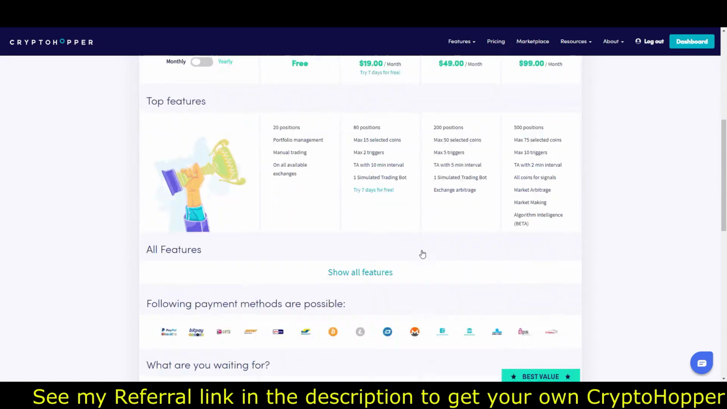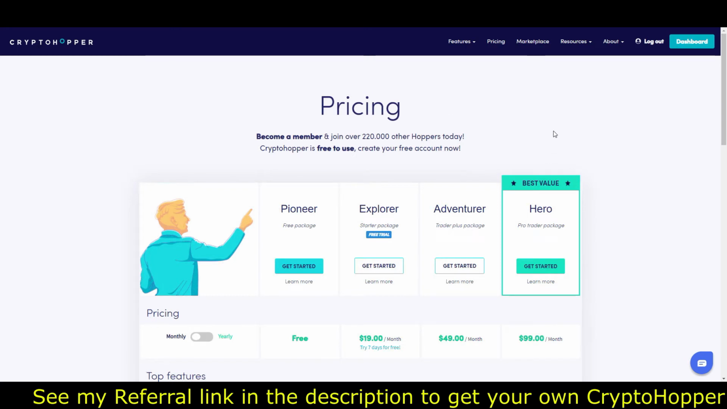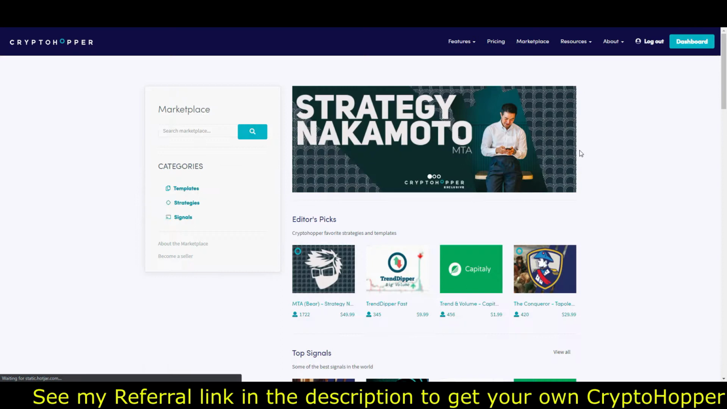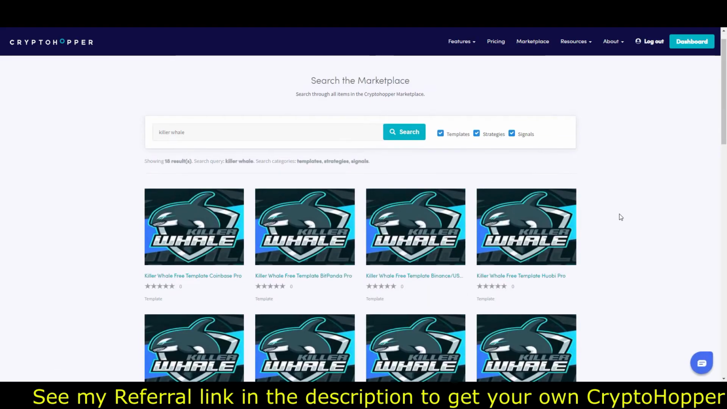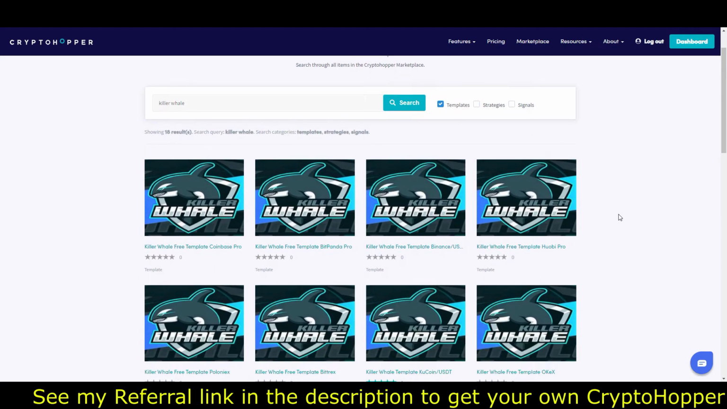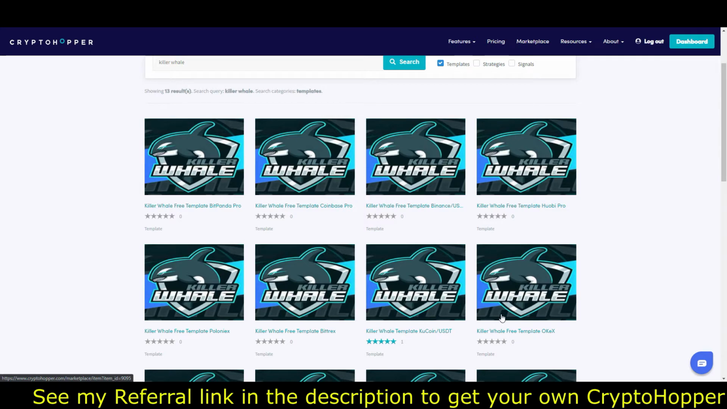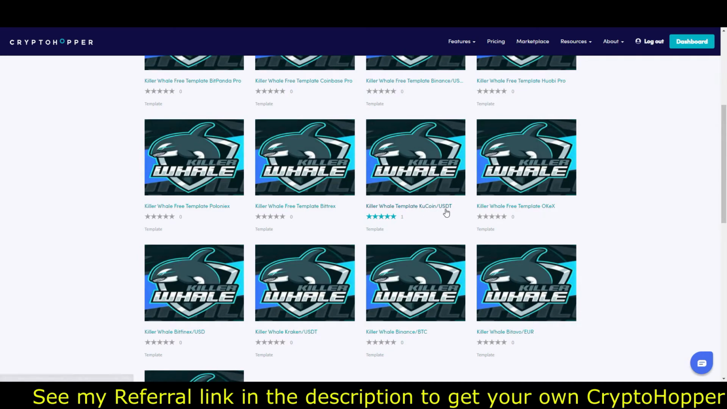And I have been running one of the bots for a couple days now, but instead of me setting up the template and everything for it, I'm actually using what's called a strategy. And if you go to their marketplace, I'm using the Killer Whale strategy. So you got to get a template first. I had to figure this out because it kind of threw me off at first. So you get the templates. I use the Killer Whale free templates for KuCoin and USDT.